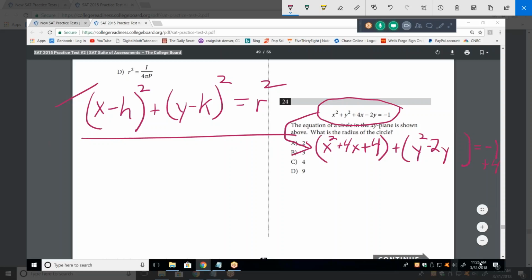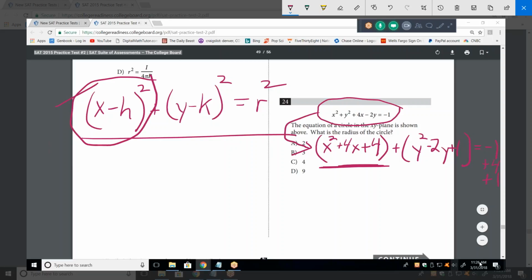Now, do the same thing on y. What do I have to add inside? +1. Okay, I did that on the left side, so I've got to add +1 to the right side. Now, because I've completed the square, I can write that in this kind of language.